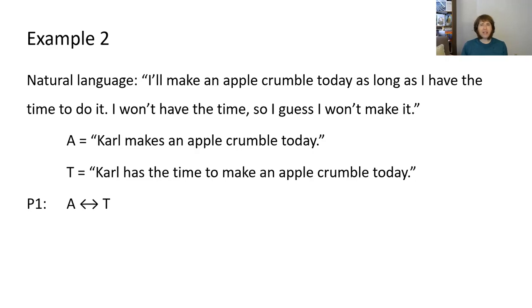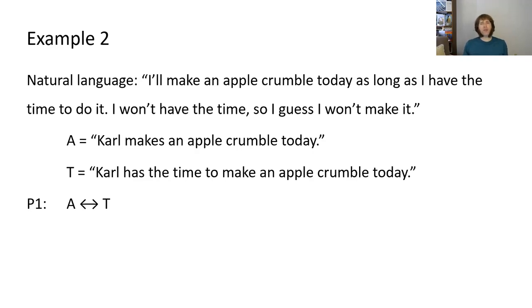So our symbolic representation of the argument. Like I said, we've got a biconditional. Like Carl will make an apple crumble today as long as he has the time to do it, right? So if A, then T, right? If A is true, then T is true. And if A is false, then T is false. That's really what the biconditional is saying. They're either both true or both false.